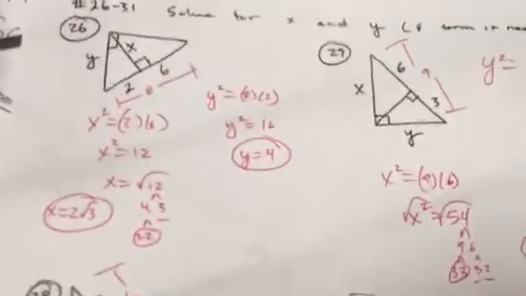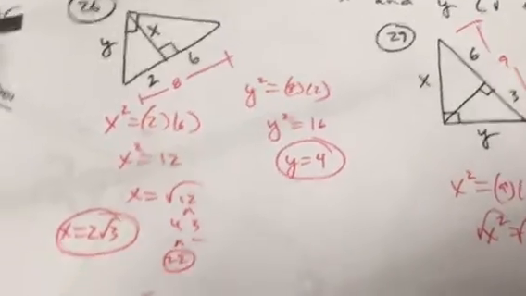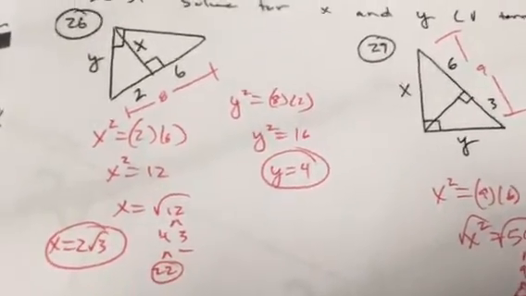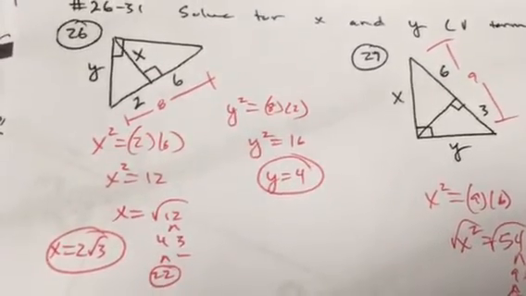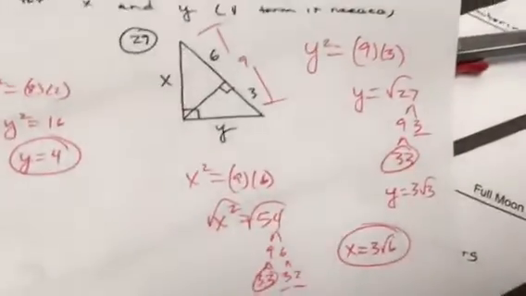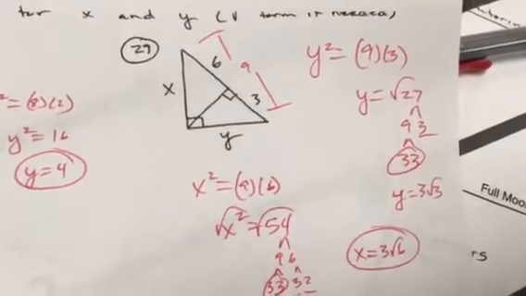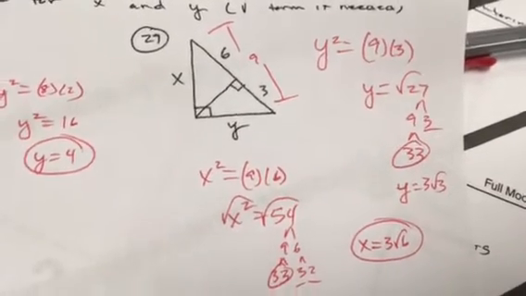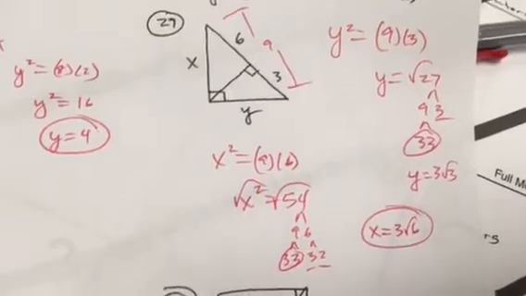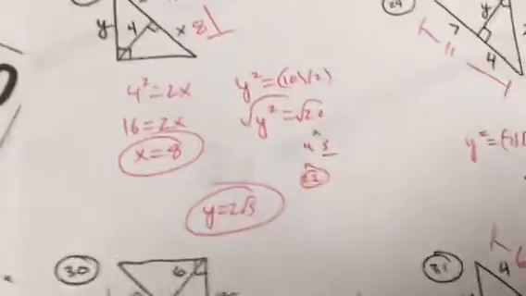And lastly, 26 through 31, you use the height squared as one part of the hypotenuse times the other to figure out x. You use the fact that y is the leg squared is the whole hypotenuse 8 times the part that touches y, 2. Square root of 16 is a nice 4. You got 2 legs on 27. The leg squared is the whole hypotenuse times the part it touches. The whole hypotenuse is 9. 6 touches x, 3 touches y. You get 3 root 3 for y, 3 root 6 for x.